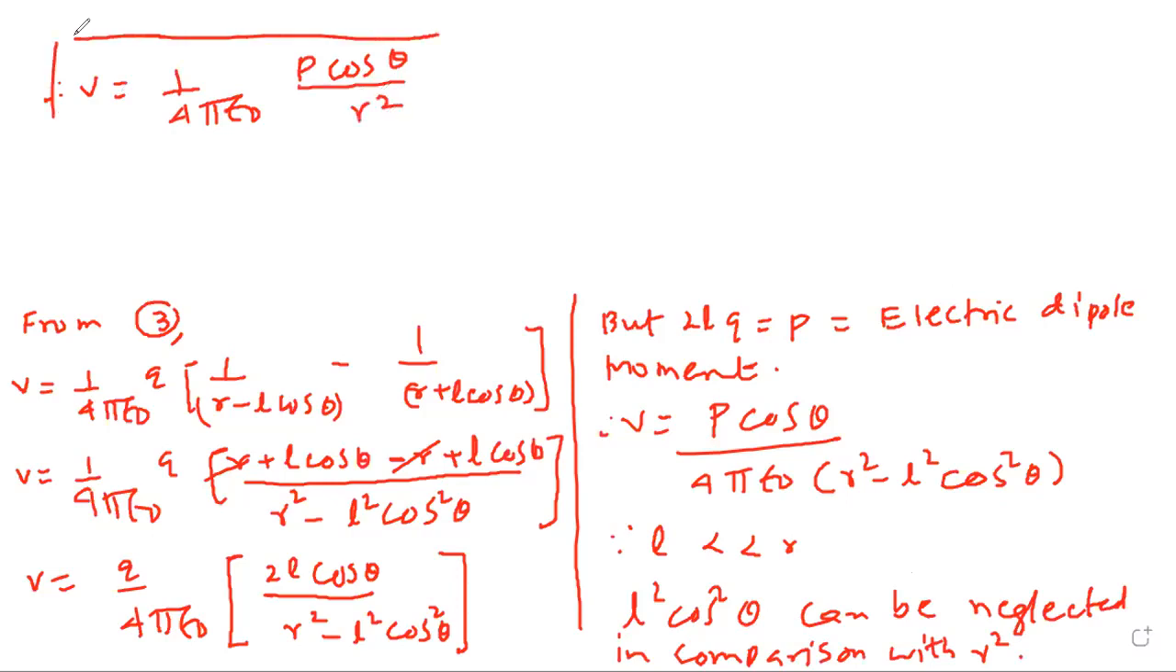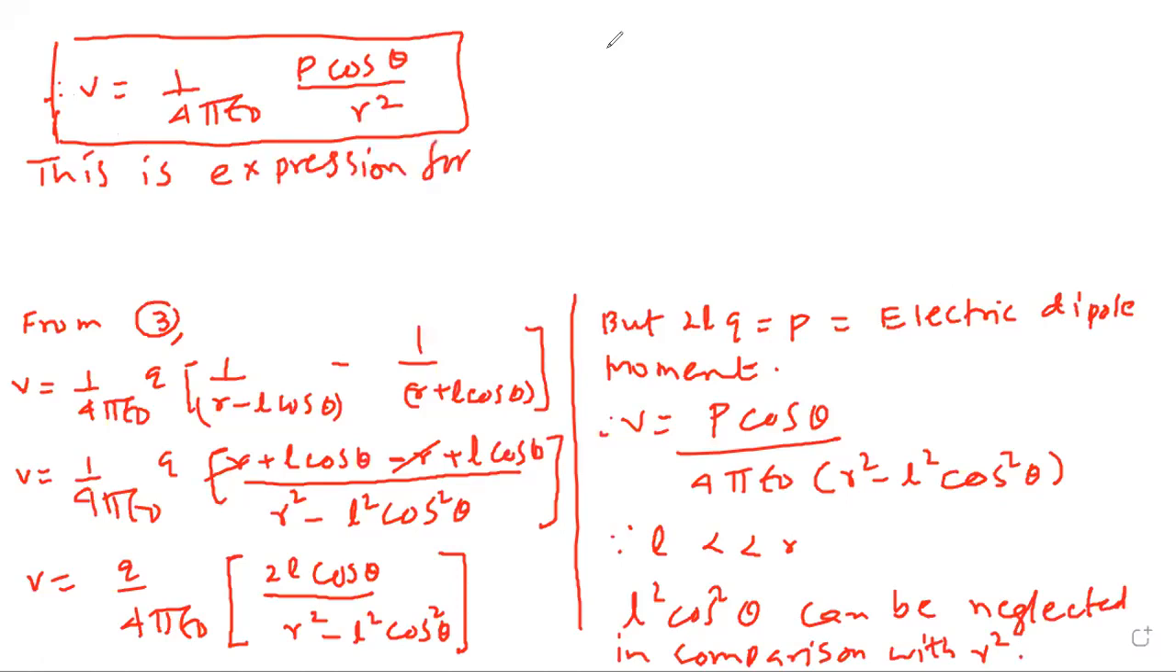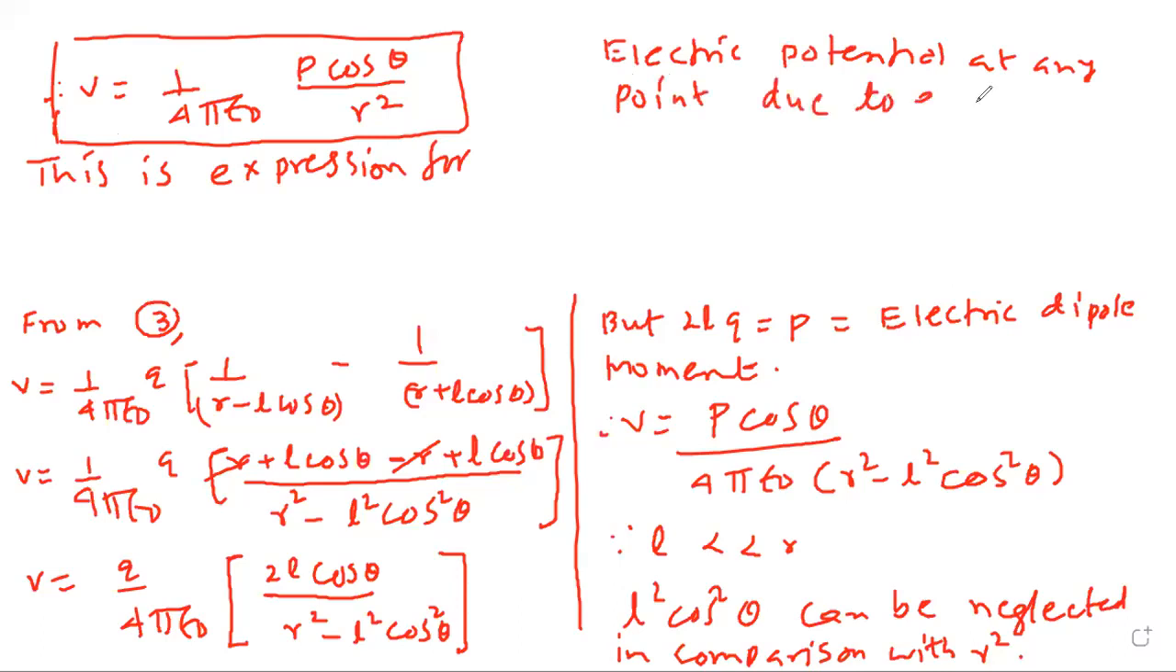This is the expression for electric potential at any point due to an electric dipole. Is it a scalar quantity or a vector quantity?